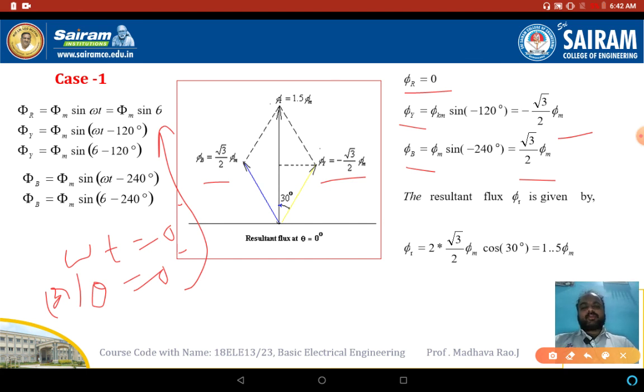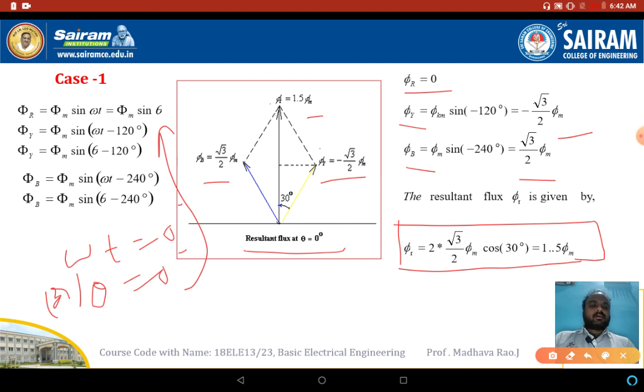From this phasor diagram, we need to calculate the total flux. So apply the Pythagoras theorem to the phasor diagram. If you calculate, phi r is equal to 1.5 into phi m, you will get it. So this is the resultant or total flux inside the induction motor when theta is equal to 0 degrees, right? So this is about the rotating magnetic field.